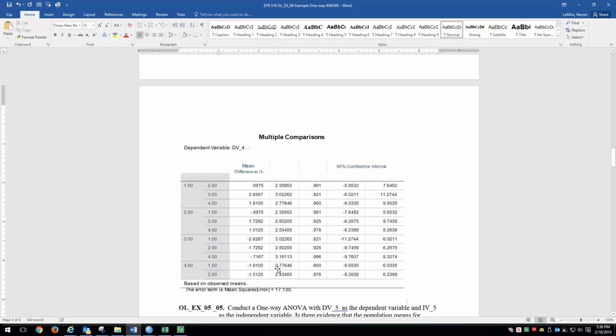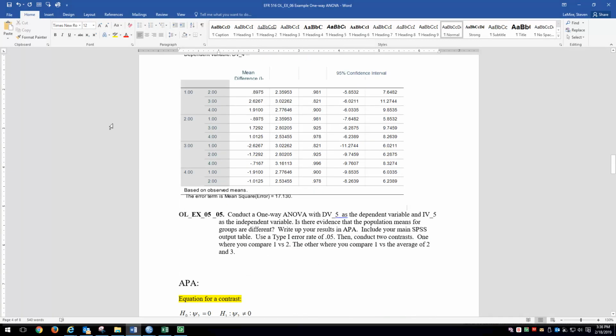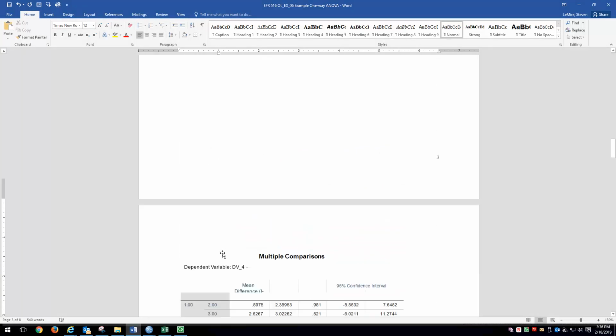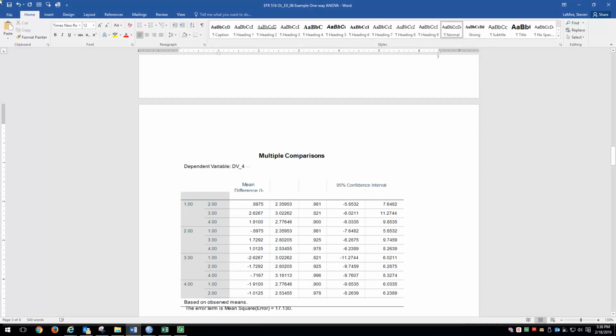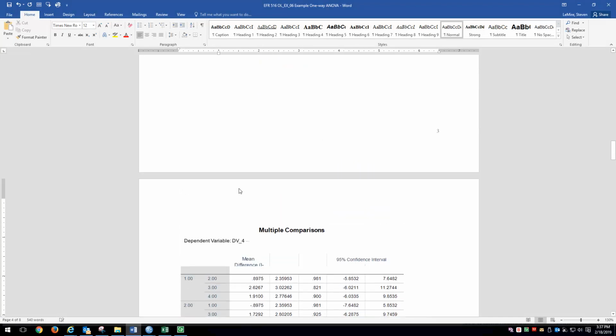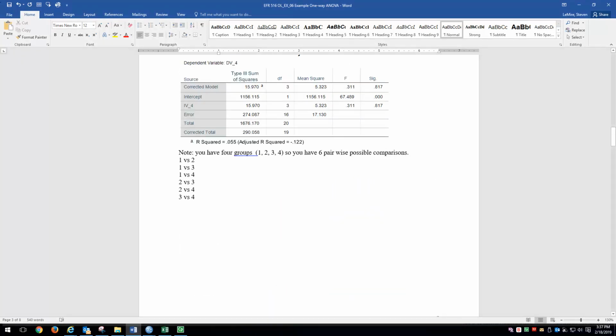Now, one thing that we're interested in is all the pairwise comparisons. Well, there's only 6, so SPSS is giving us more tests than we actually have. Okay, so we have 6 comparisons, and these are the comparisons I'm interested in: 1, 2, 1, 3, 1, 4, 2, 3, 2, 4, 3, 4.